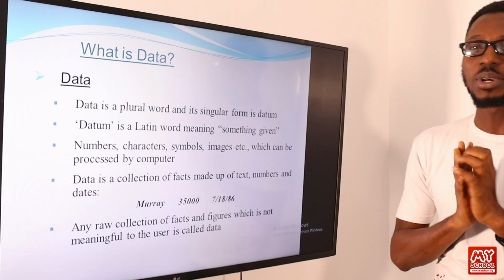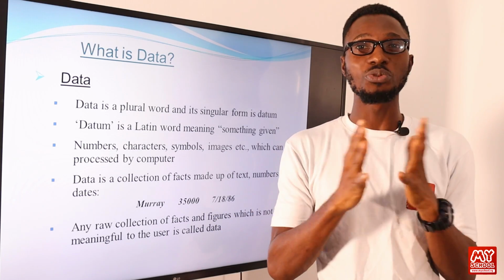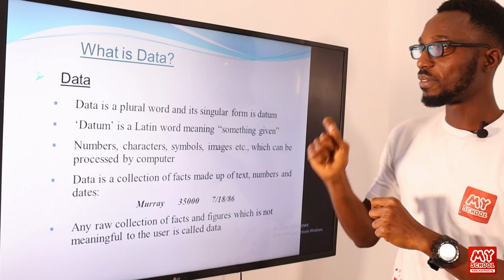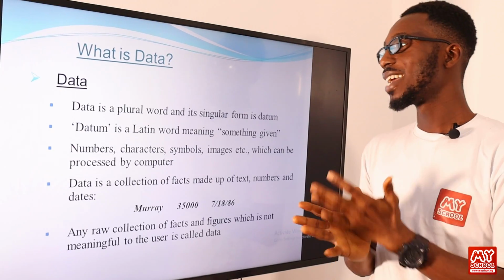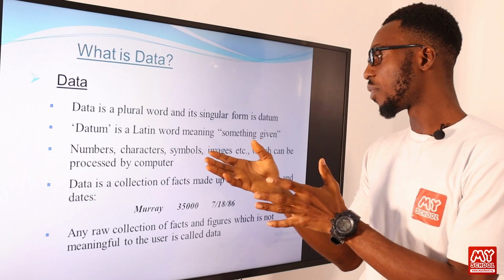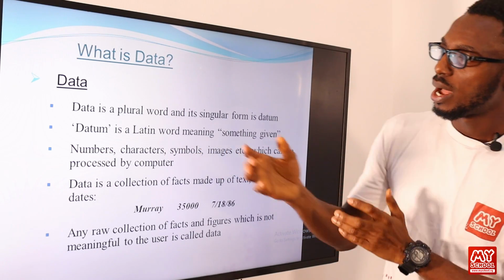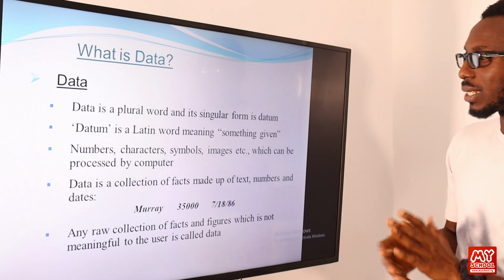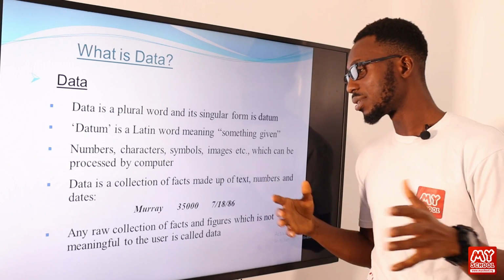So, we've been talking about data. Data is like the bedrock or the cell of statistics. So what is data? Data is a plural word and the singular form is datum, right? Datum is a Latin word meaning something given. So it can be in form of numbers, characters, symbols, images, etc.